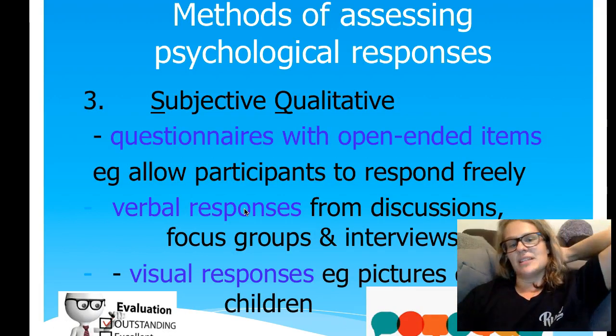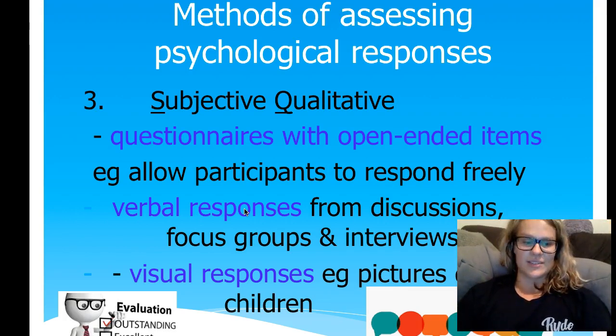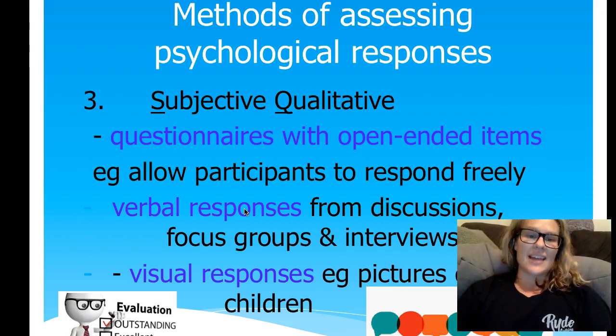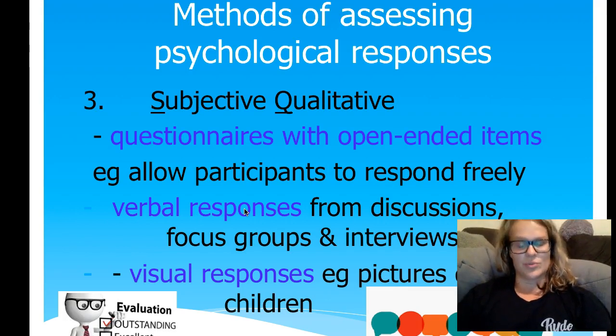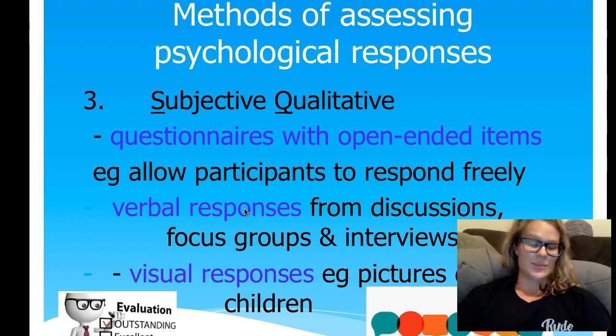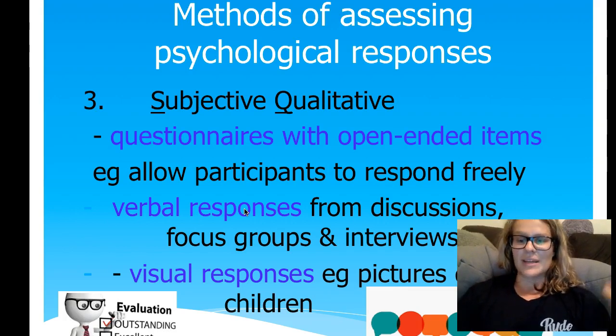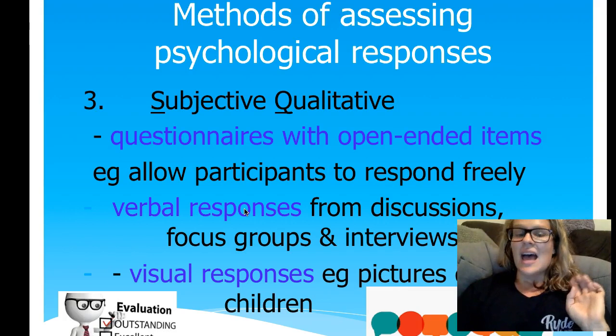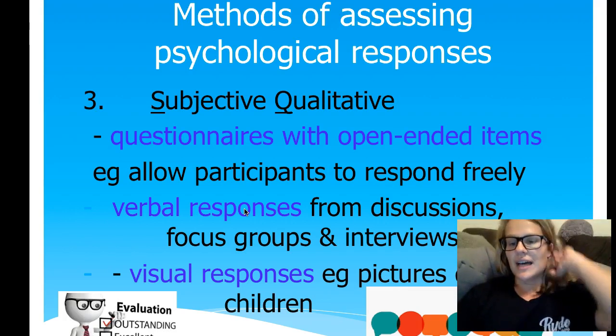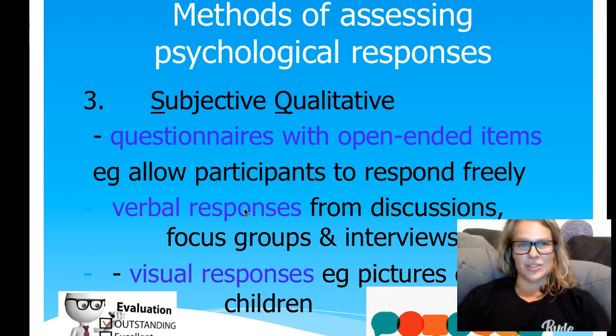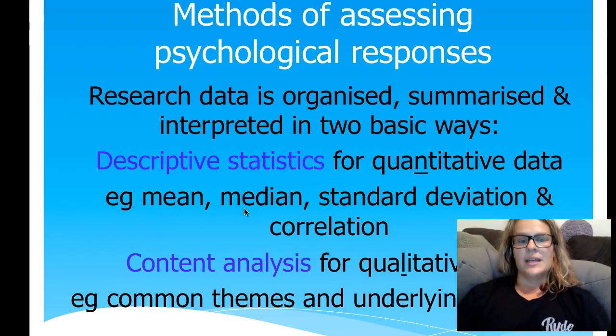And then we have subjective qualitative. The participant is doing it themselves, and it's qualitative, so it's language. These are things like questionnaires with open-ended items, verbal responses, visual responses. So kids that can't speak yet can submit drawings and we can get subjective responses based on that. Like the Rorschach test. I don't know if you guys have heard of that, but you will in personality. It's quite exciting. These would be things like a focus group.